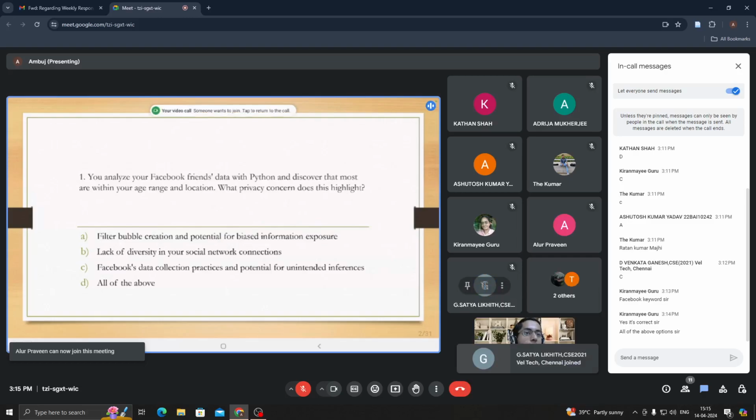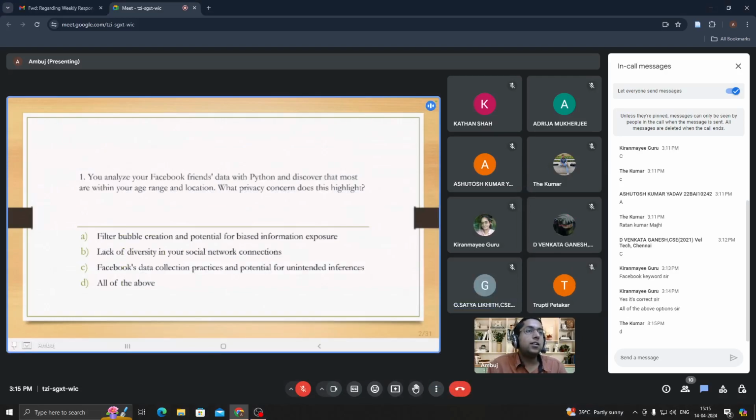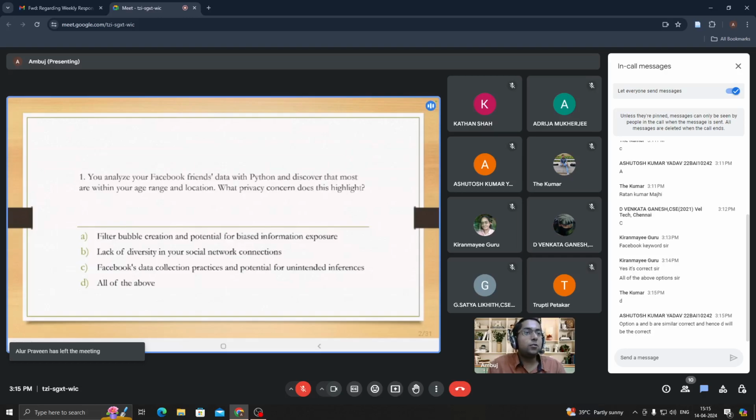So, Kiranmai, you could have got this in the very first attempt also. Please let me know why you got it wrong at the first attempt. Yeah, Ratan Kumar Majhi is now saying option D. See, the questions would be of this type only. Ashutosh Kumar is saying options A and B are similarly correct, and hence D will be correct. Yeah, definitely, 100%. My sincere advice to all of the people who have joined: the questions would be easy only. They will look easy in the very first attempt, but you will get somewhat confused. That would be the only possibility.